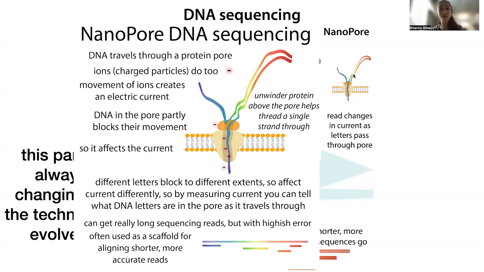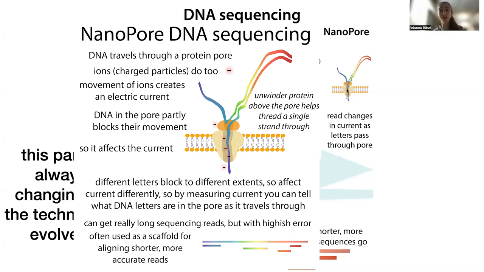In the case of a nanopore, there are no fluorophores involved. Instead, you're just taking advantage of the natural DNA and its ability to block a pore. There's a membrane with a channel protein, and a protein on top that helps unwind things and thread a single strand of DNA through the pore. As the DNA travels through the pore, the ions are competing with it, because these ions, these charged particles, are really tiny and the DNA is bigger and bulkier. The DNA is going to block the path of these ions.